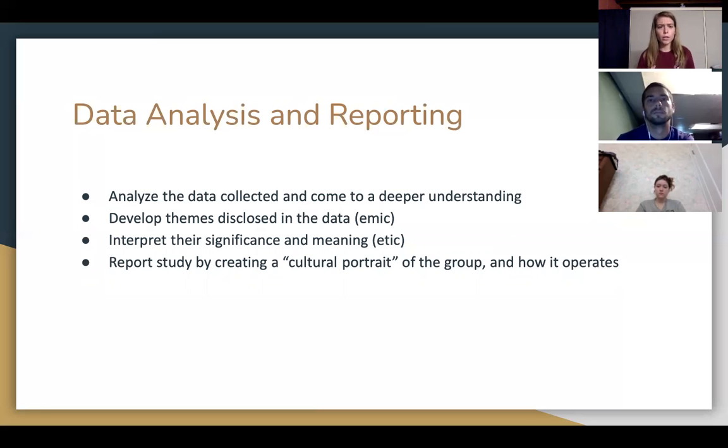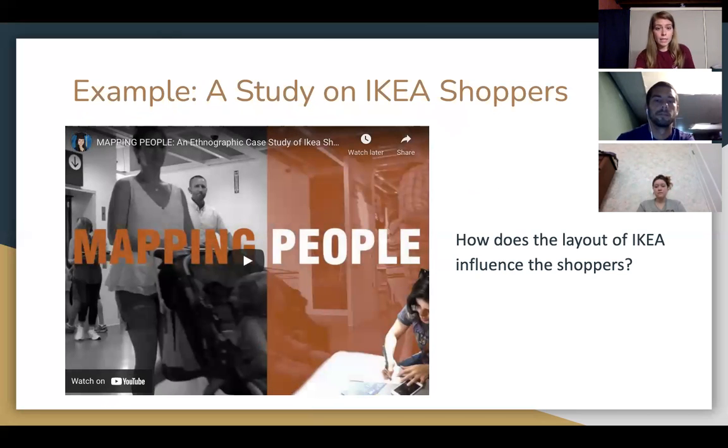And then you would want to report your study by creating a cultural portrait of the group, which is just kind of outlining how it operates, what kinds of things are included in the culture, how the day went, or whatever you were doing when you were observing, what things you saw, just basically a whole big summary and analysis of what you looked at whenever you were observing this culture. And so then we'll go ahead and look at an example.